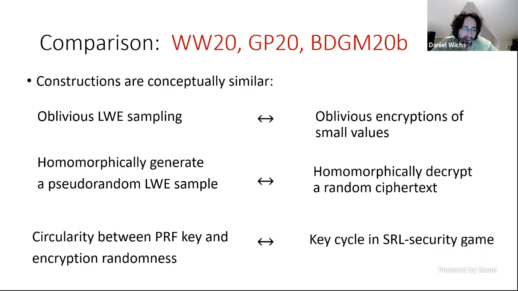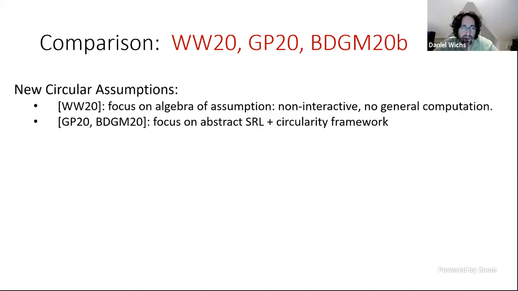And lastly, in our work, we needed some circularity between the PRF key and the encryption randomness. Somehow the PRF key was protecting the encryption randomness and vice versa. Whereas in the other works, the circularity came from whether or not you have a key cycle in the context of this bigger SRL shielded randomness leakage security game. So slightly different forms of circularity.